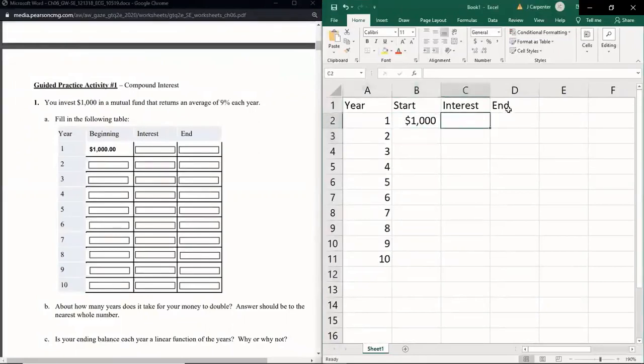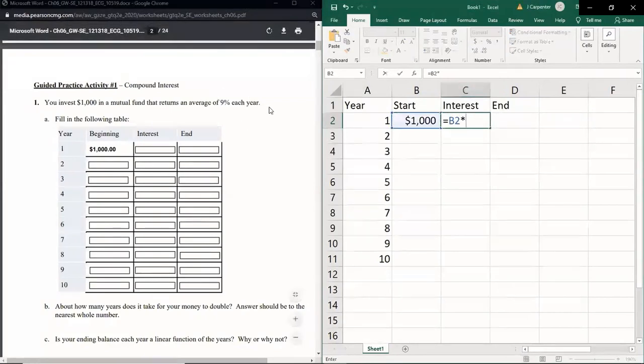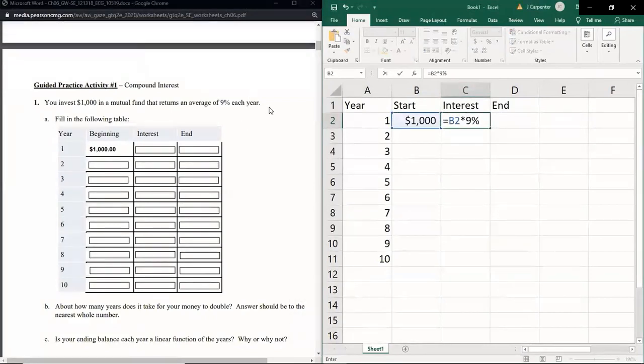The interest is going to be the product of the balance and the interest rate, which is 9%. Now, I could put the interest rate somewhere else if I really wanted to, and then do a fixed cell reference. But for this problem, I won't. I'll do that later, though. So I can just go equals the balance, which is in this cell, B2, times the interest rate, which we said is 9%. Now, in Excel, I don't have to write that as 0.09. I can actually just type 9%. And look at that. We get $90.